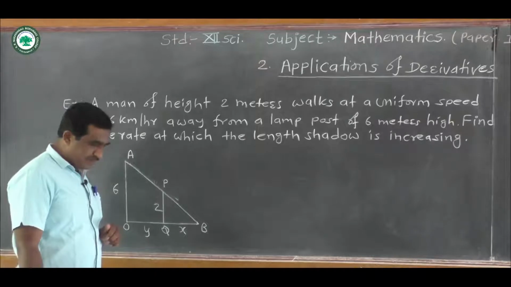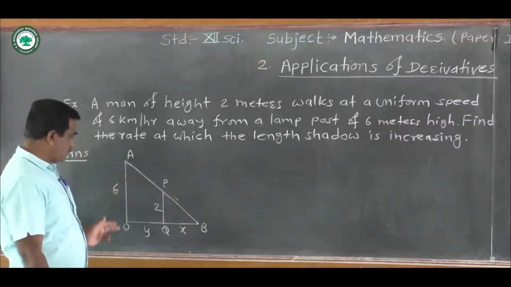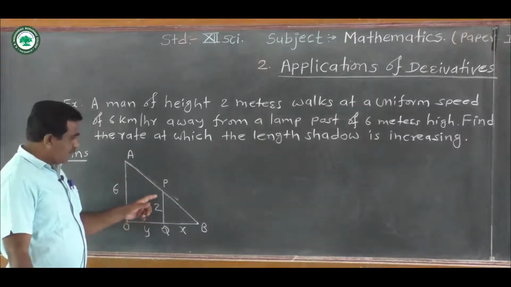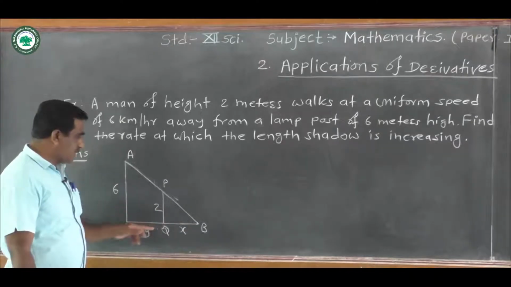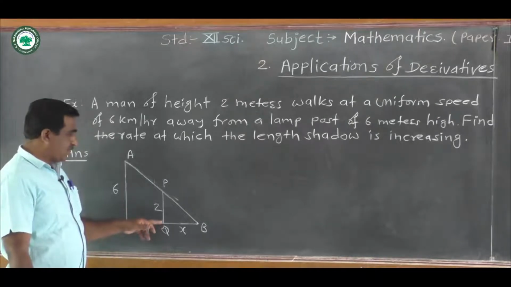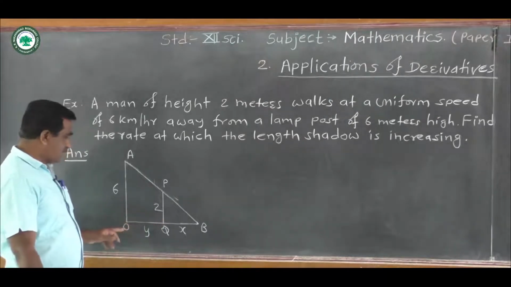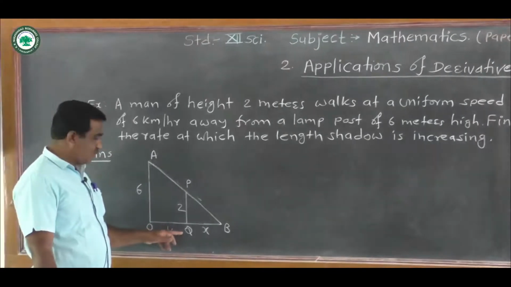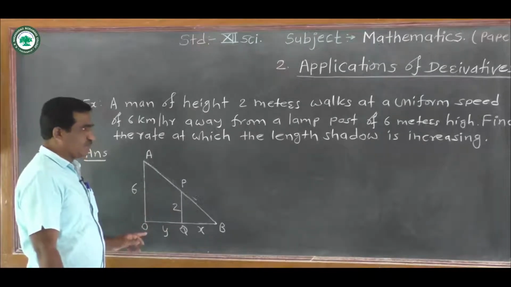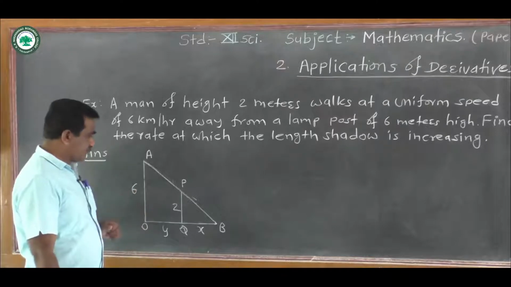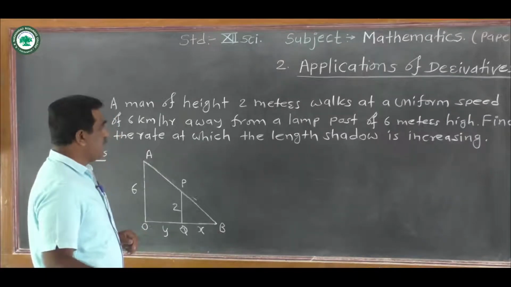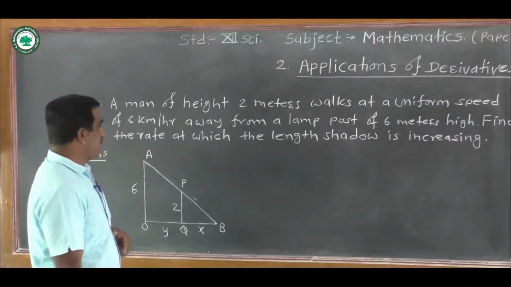Now we first draw a figure. This is the lamp post. O is the lamp post, and here PQ means height of man, and this distance QB is equal to x. QB is the length of the shadow of the man, and this distance OQ is the distance between the man and the lamp post. Now using this information we have to find the rate of change of the length of the shadow of the man.